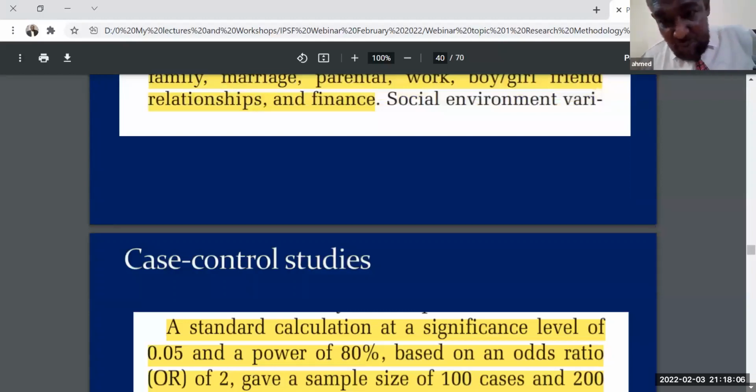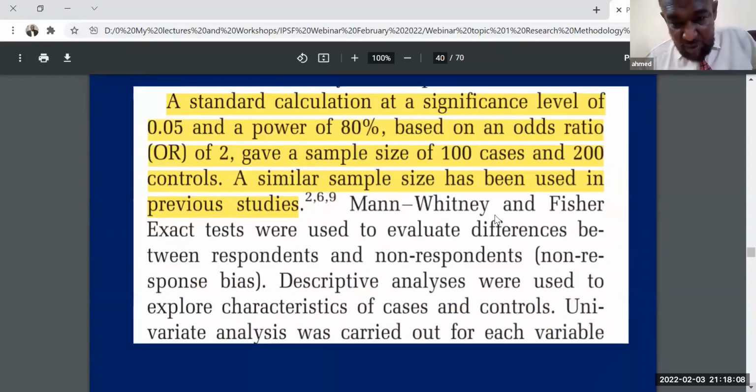Here it is used Mann-Whitney. This Mann-Whitney is used for certain comparison, instead of student t-test, because the data is not normally distributed.